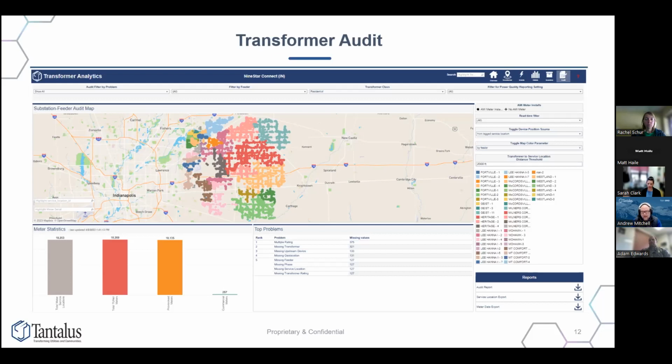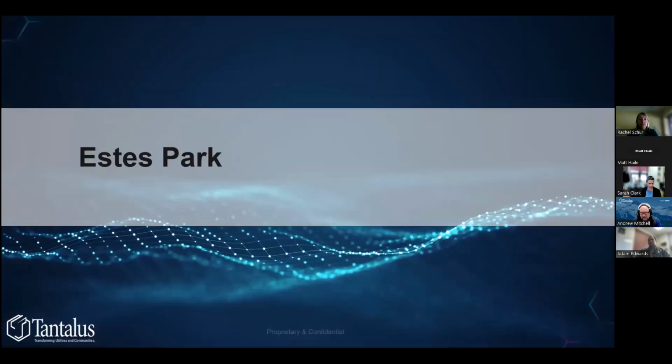So with that being said, that's the very high level overview of this software. And I want to turn it over to Sarah and Adam from Estes Park. They've been very gracious and offered to report back a little bit on how they've used the package. And so without further ado, I'd like to turn it over to them and let you guys hear from one of your own peers.